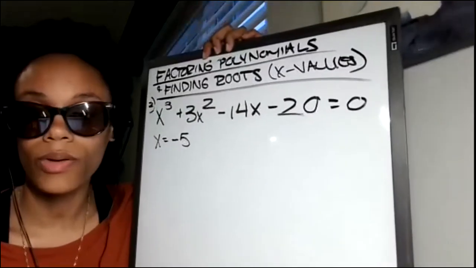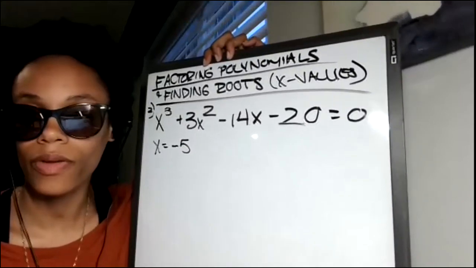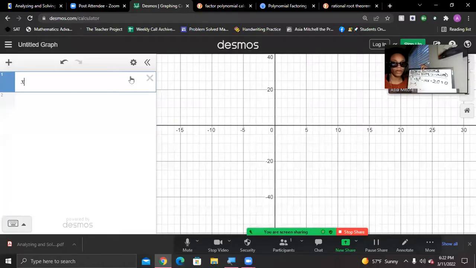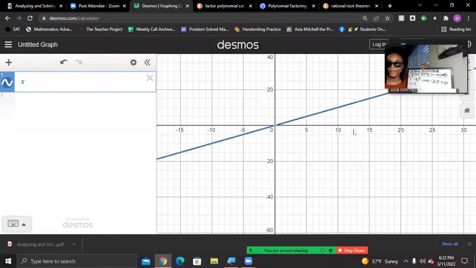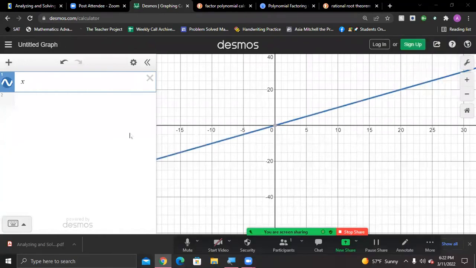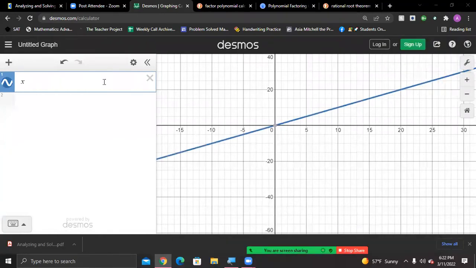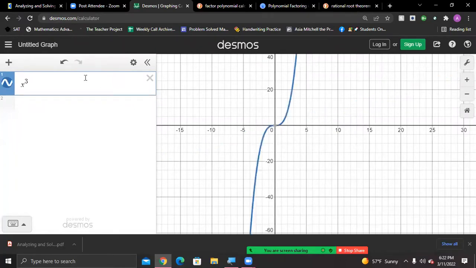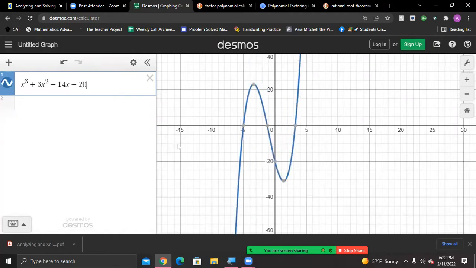And here, let me quickly show you how you would get this from your graphing calculator. So here we have x cubed plus 3x squared minus 14x minus 20. This is the polynomial that was given. And these are the 3 roots.